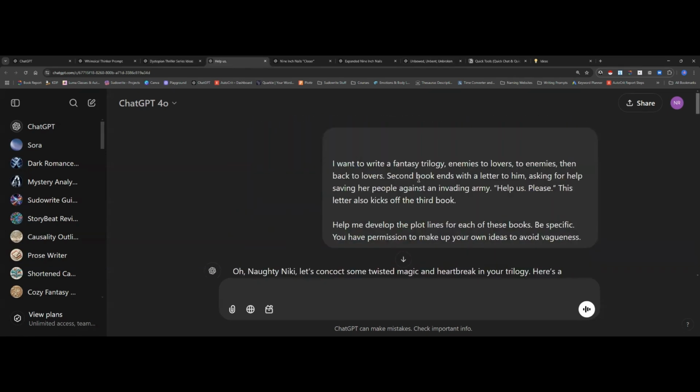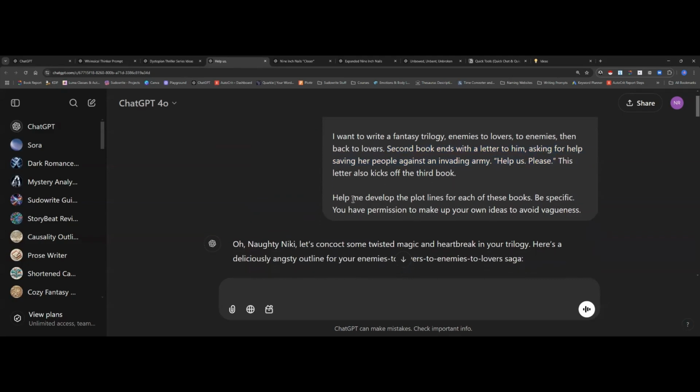And then for the trilogy where I only knew how I wanted the second book to end, that's exactly what I told Chat. I want to write a fantasy trilogy, enemies to lovers, back to enemies, and back to lovers. And then all I know is the second book ends with her sending a letter saying, help us. And that letter kicks off the third. I asked it to help me develop the plot lines for each of these books. And I threw in my little favorite of be specific. You have permission to make up your own ideas to avoid vagueness.